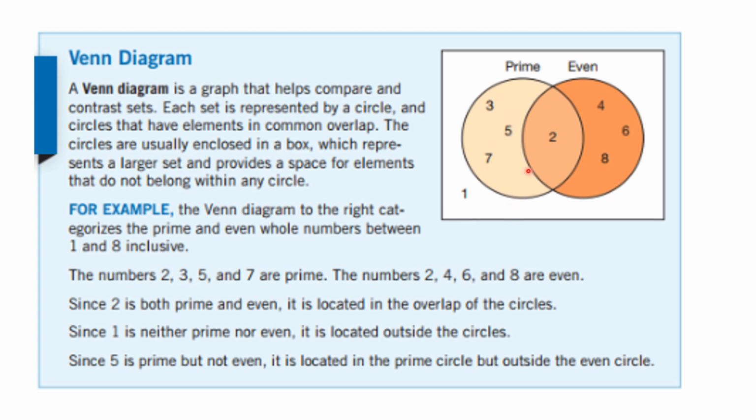The prime numbers 2, 3, 5, and 7 are shown in this circle, and the even numbers 2, 4, 6, and 8 are shown in this circle, and you see that 2 is common. It's a prime, and it's an even prime. So that's an example of a Venn diagram.